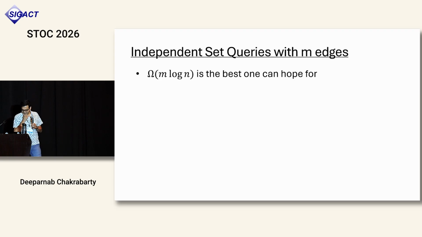I'm thinking, so should I show the independent set or the cut query? Since this is first, let me show you how to reconstruct the graph in m log n queries with independent set. So again, I can query a subset and I know it's independent or not.